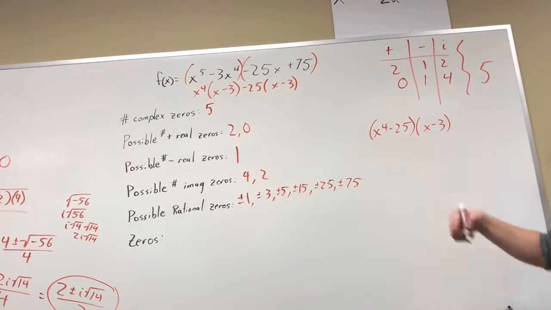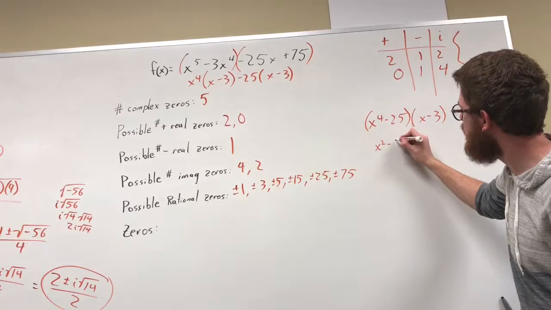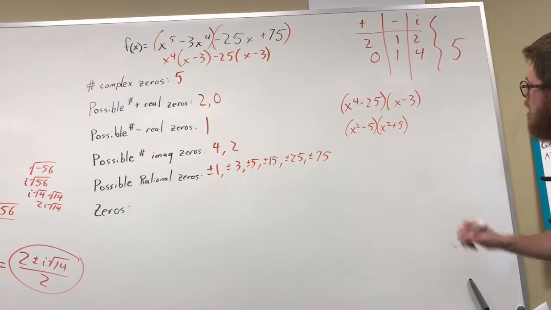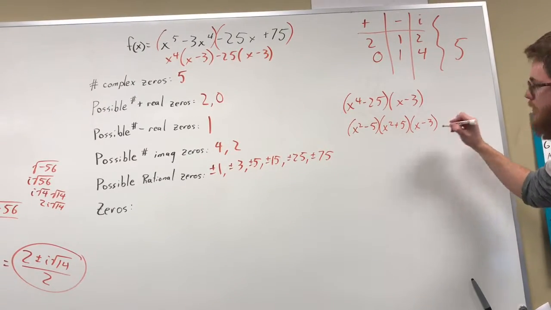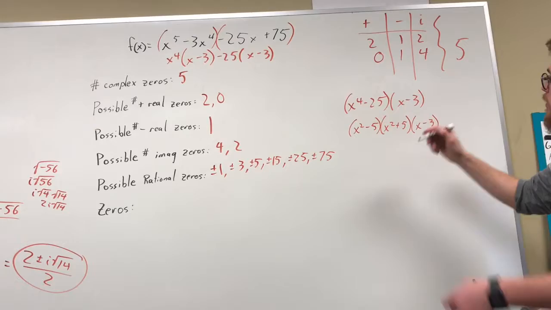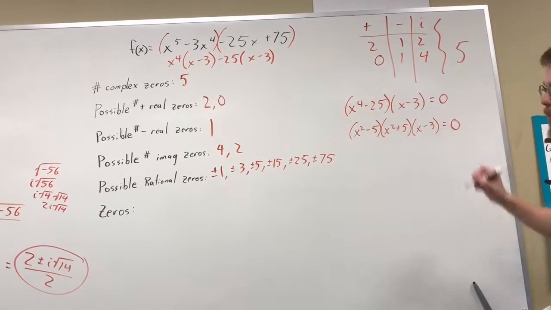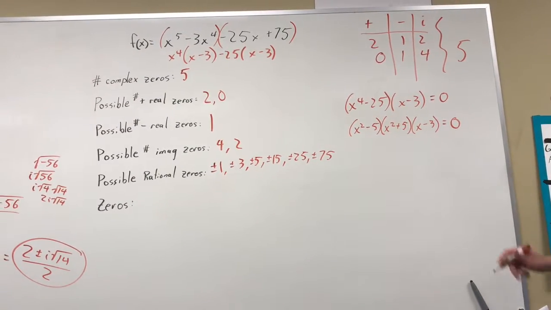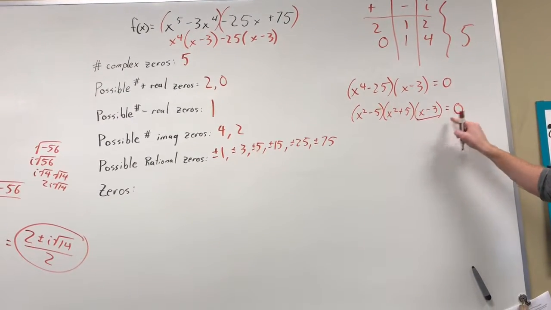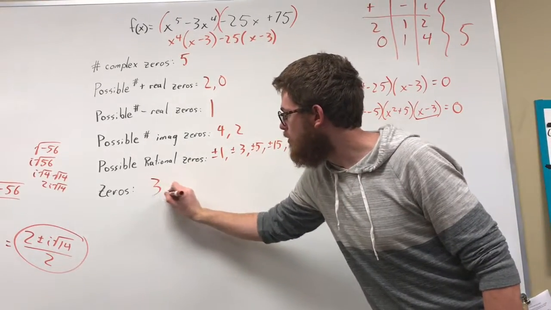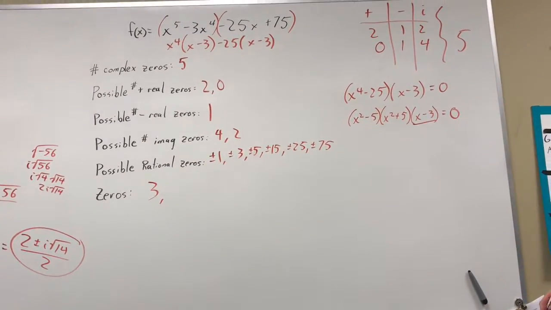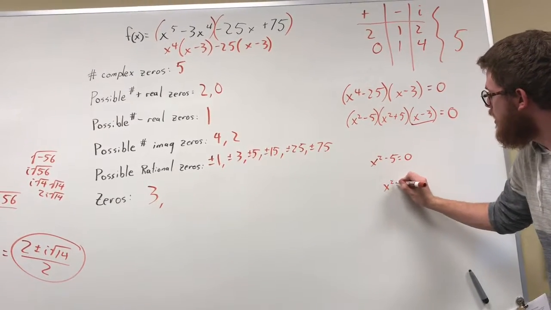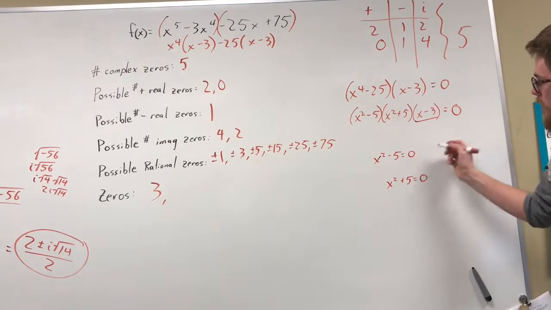Now I can factor this even more. This is a difference of squares. This is x squared minus 5 times x squared plus 5. And I still have x minus 3. And of course, because we are solving for our zeros, this is when our polynomial equals 0. And so we want to now use our zero product property. When we set x minus 3 equal to 0, that would solve to get us an x value of 3. We also want to set x squared minus 5 equal to 0 and x squared plus 5 equal to 0.